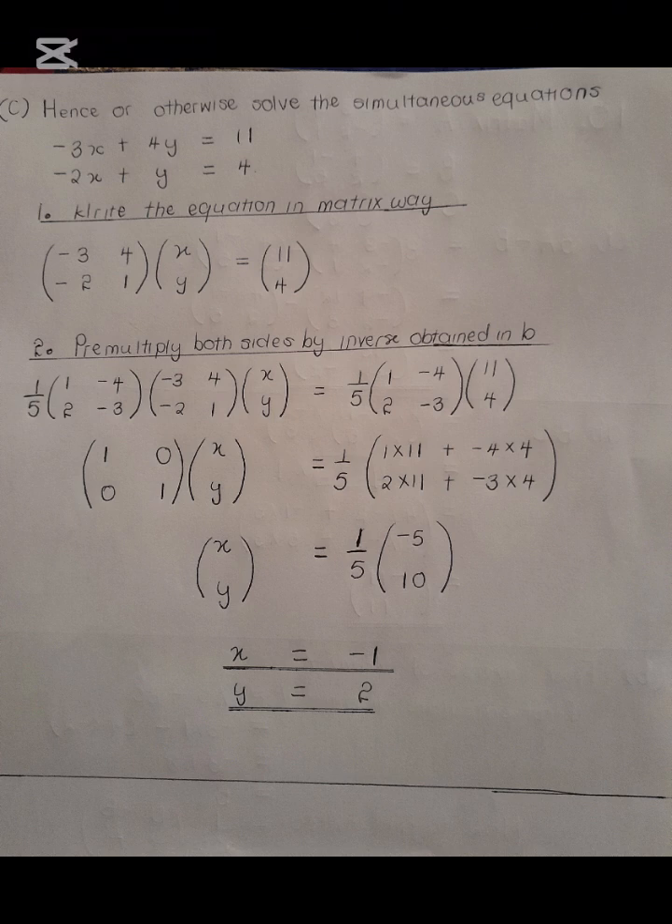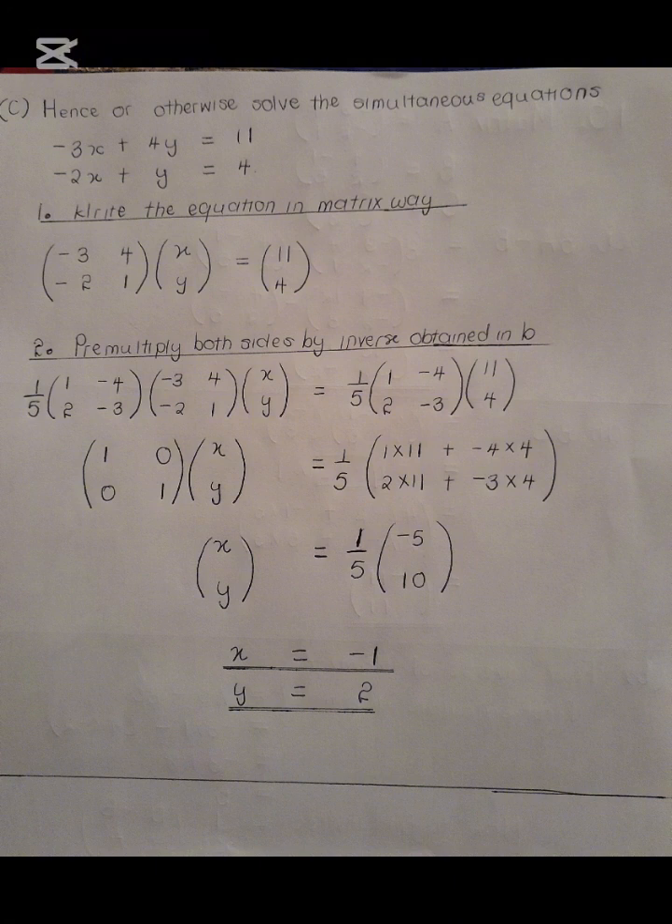And then you move on to the other side. You need to pre-multiply 11, 4 by the inverse. So first of all, we need to multiply the matrices that are inside the brackets. A 2 by 2 multiplying a 2 by 1. So 1 times 11, 11 plus minus 4 times 4, right? And then 2 times 11 plus minus 3 times 4. If we say 11 minus 16, we get minus 5. And then 22 minus 12, we get 10.